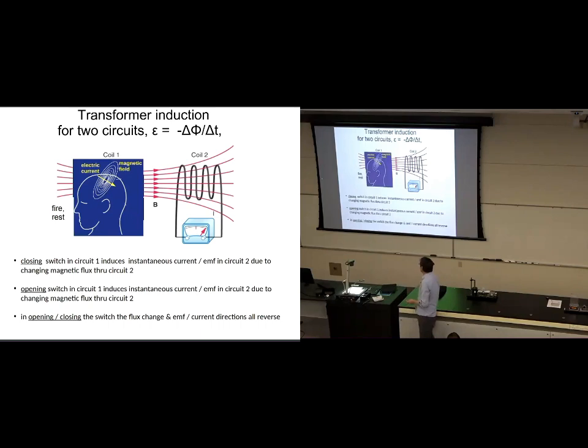Here's an example of induction, how you might use induction. Inside your bodies, my bodies, are electrical components. A big important one is our brain. Another important one is our hearts. Those are electrical devices. Those create electrical currents, electrical voltages. Those electrical currents and voltages are turning on and off as our neurons activate and relax, or our heart pumps away.